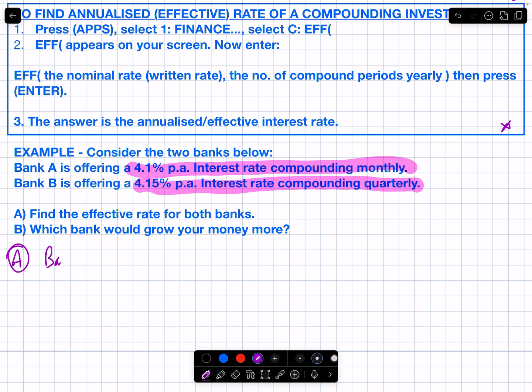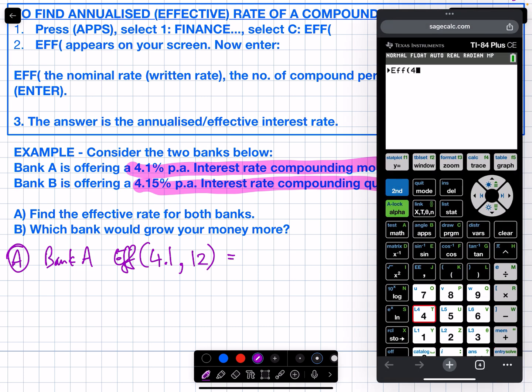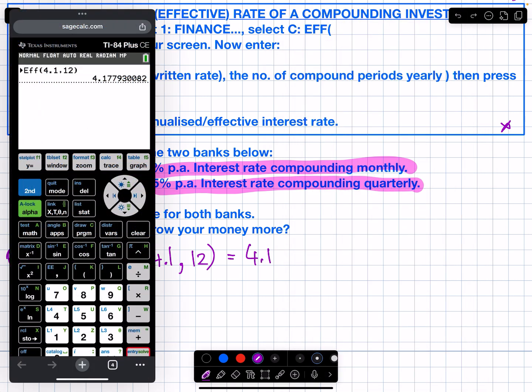For bank A, you go EFF, you type in the nominal rate, which is 4.1%. You press the comma button on the calculator. It's compounding monthly, so it compounds 12 times a year. So to show that, EFF 4.1, comma, 12, end the brackets, enter. So the annualized or effective interest rate is 4.1, no, not 4.17. It's going to round up to 4.18% per annum, rounded to 2 decimal points.